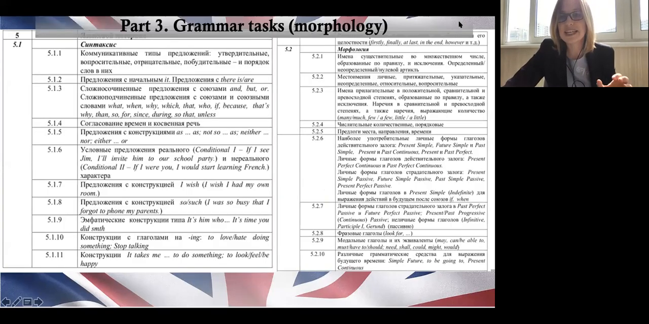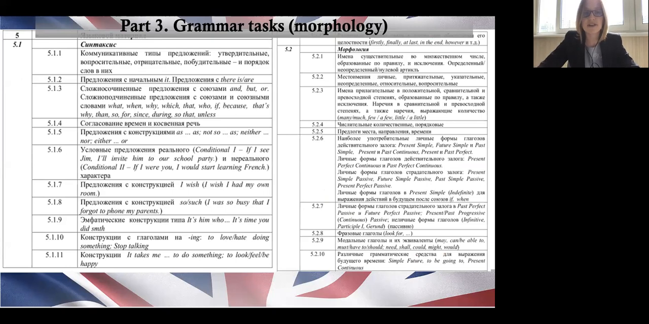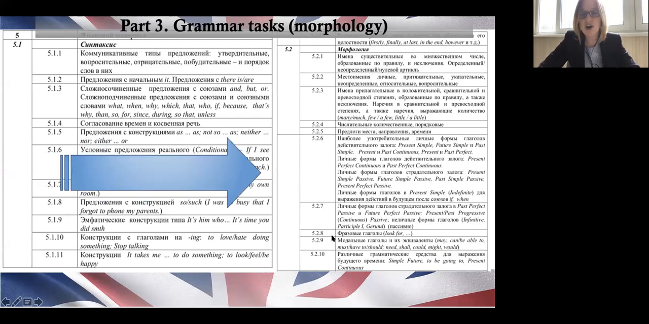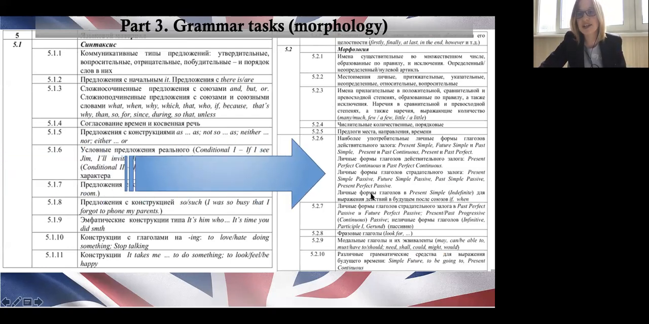First of all, if we take a look at this particular scheme, we will see that grammar, in terms of the forthcoming examination, consists of 2 big parts. The first one is syntax, and the second one is morphology. Today, we will concentrate on morphology mostly, and we will discuss only a small part of it. We will speak about some tenses, as I have already mentioned, and practice them.